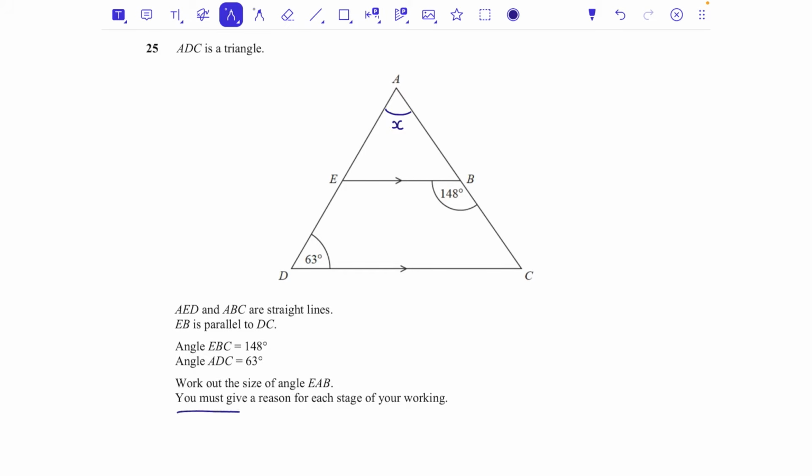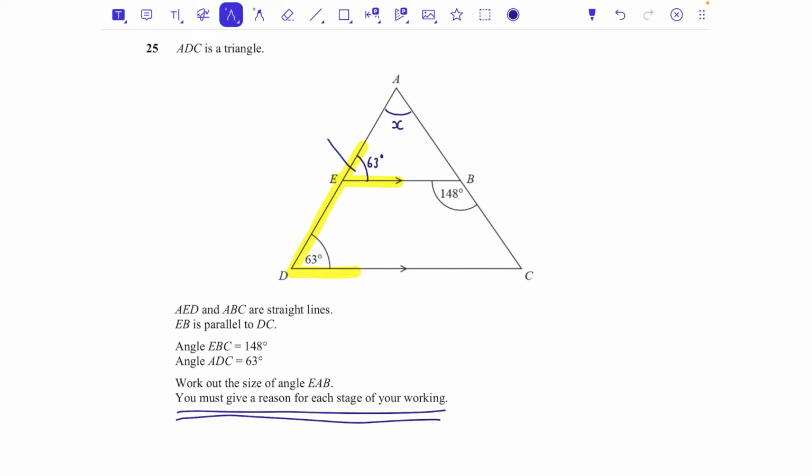Now, as an examiner, it's easiest for us to see the reason if you write it and you label the angles as you go. So the first one I'm going to say, I know that this angle is 63 degrees. Why do I know that? Well, looking at these parallel lines, I can make that F shape.